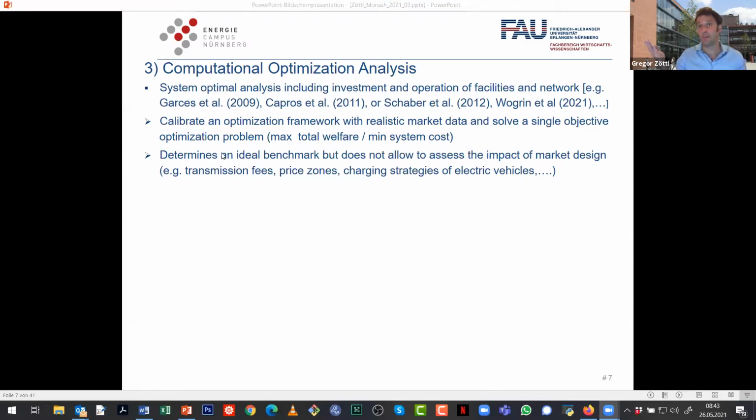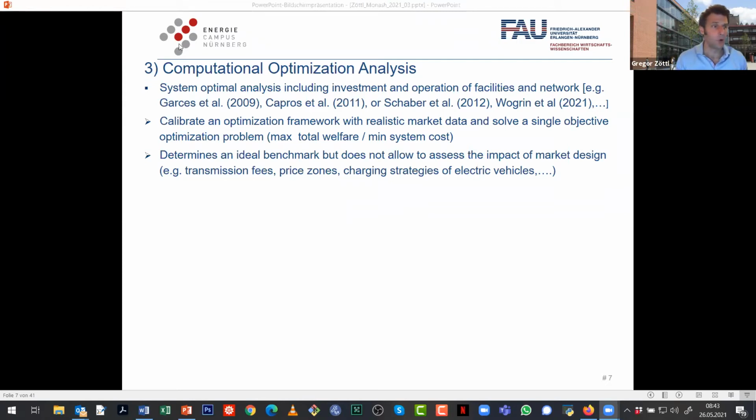This helps you to determine an ideal benchmark. Meaning, if the market would work ideally, all the agents behave perfectly competitively, there is no distortion due to fees, the market design is ideal, then this helps very much to tell you where you could get, with this type of single objective optimization problem calibrated with realistic market data.